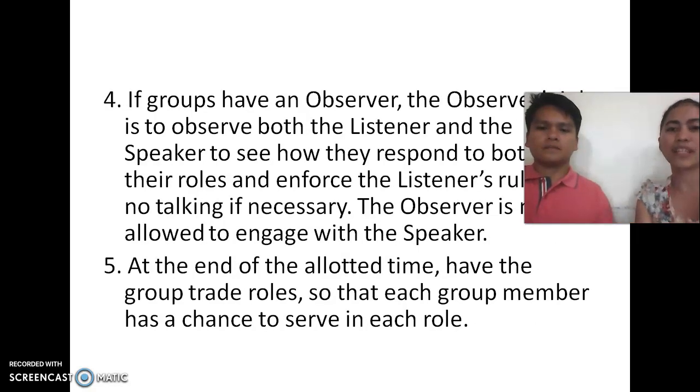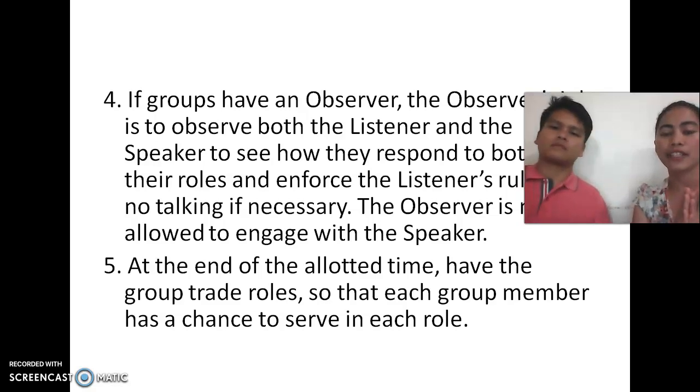If groups have an observer, the observer's job is to observe both the listener and the speaker to see how they respond to their roles and enforce the listener's rule of no talking if necessary. The observer is not allowed to engage with the speaker. At the end of the allotted time, the one minute or two, have the group trade roles so that each group member has a chance to serve each role.